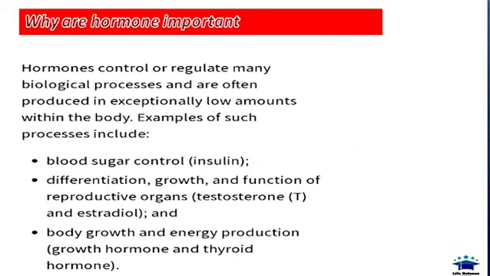So why are hormones important? What is the importance of hormones in our system? Hormones control or regulate many biological processes and are often produced in exceptionally low amounts. Remember, in low amounts within the body. For example, hormones regulate activities such as blood sugar level control, which is controlled via insulin, differentiation, growth, and function of reproductive organs.